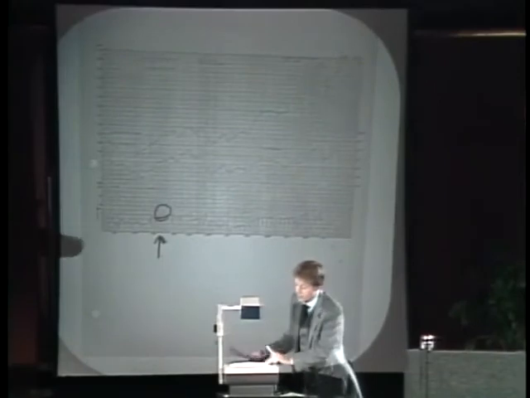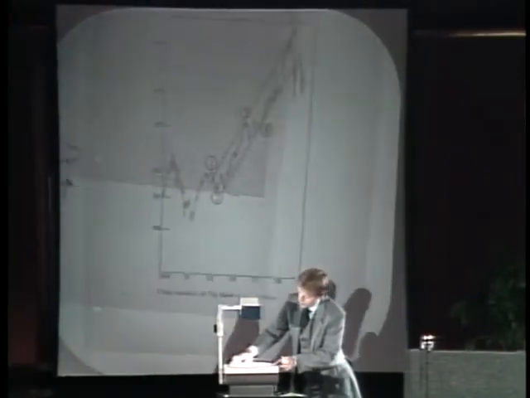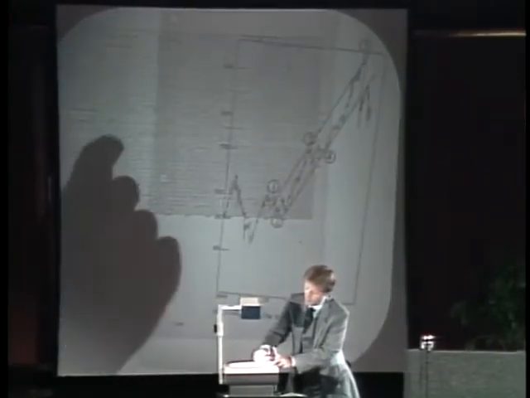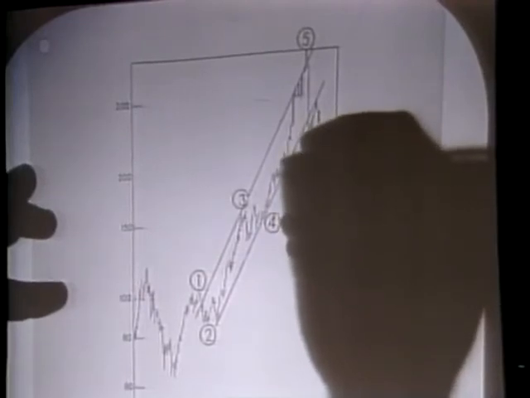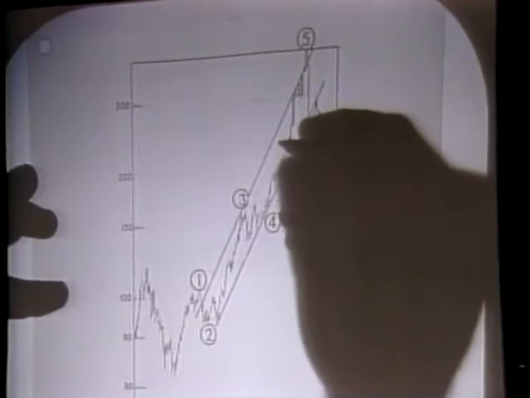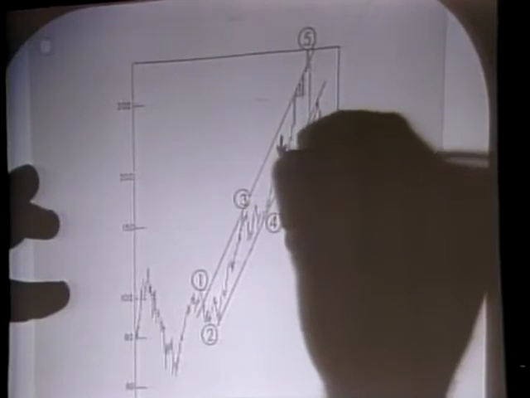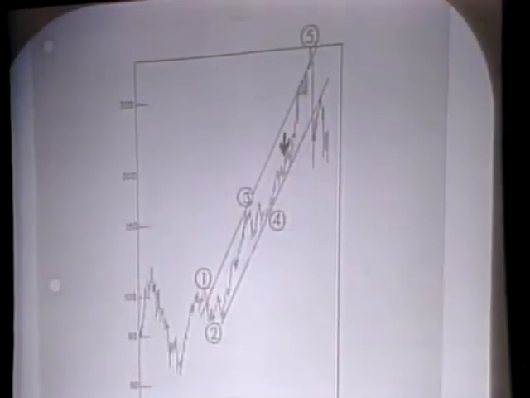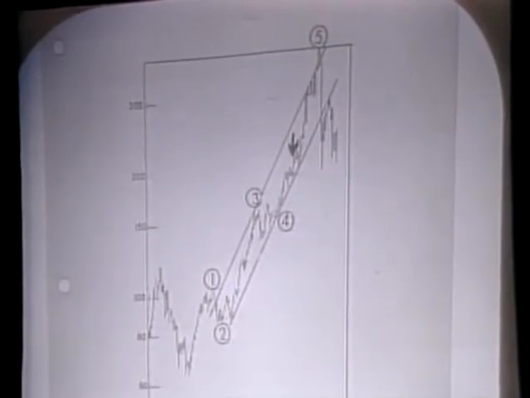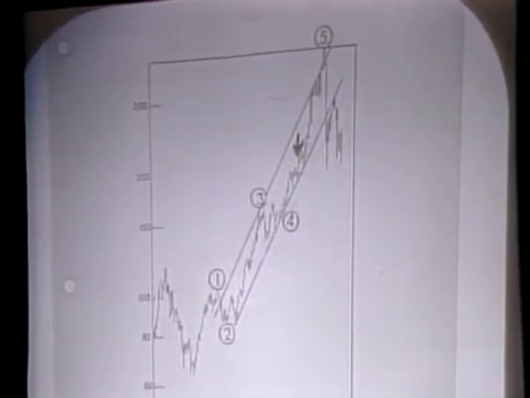Now, let's take a look at page 260. Because this volume that occurred here, the record volume, occurred right here. Is where that record volume occurred. And what that told you was to expect an extension in wave 5.